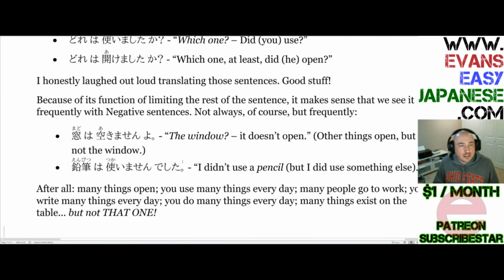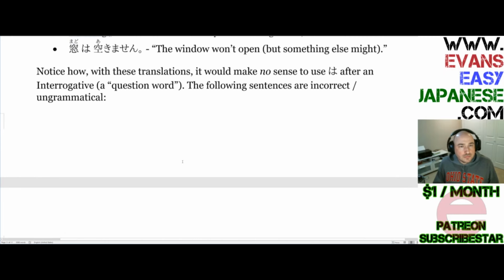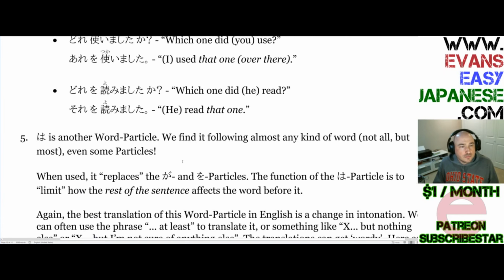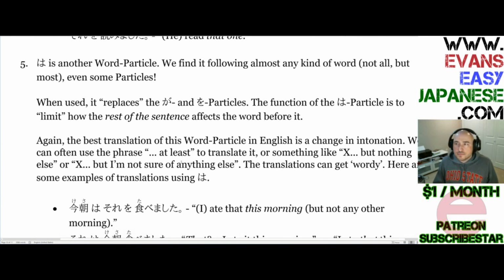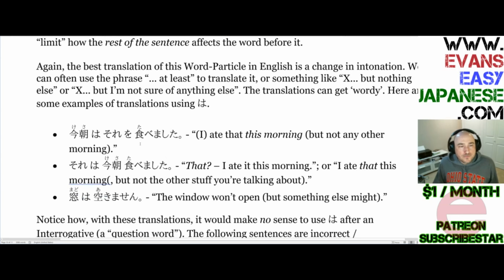Any questions? That's the end of the grammar. No, but that did help me a lot with the wa. Yeah. Because I always thought it was more importantly connected to what goes before it, not after. And gives me something to think about.